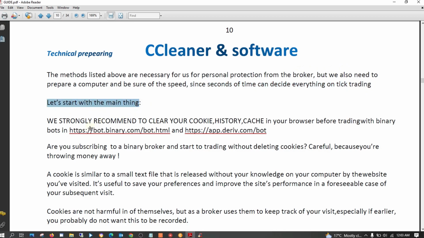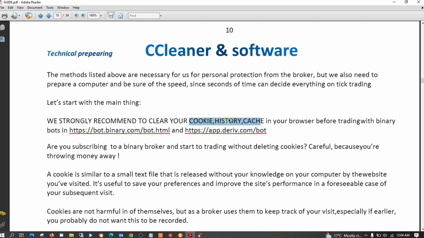Let's start with the main thing. We strongly recommend to clear cookies, history, and cache. The CCleaner software does everything. It cleans your cookies, history, and cache in your browser before starting trading. These are the things you should do before starting any trade. If you traded yesterday and you still trade today with a lot of history and cookies in your browser, that is a recipe for losing trades.